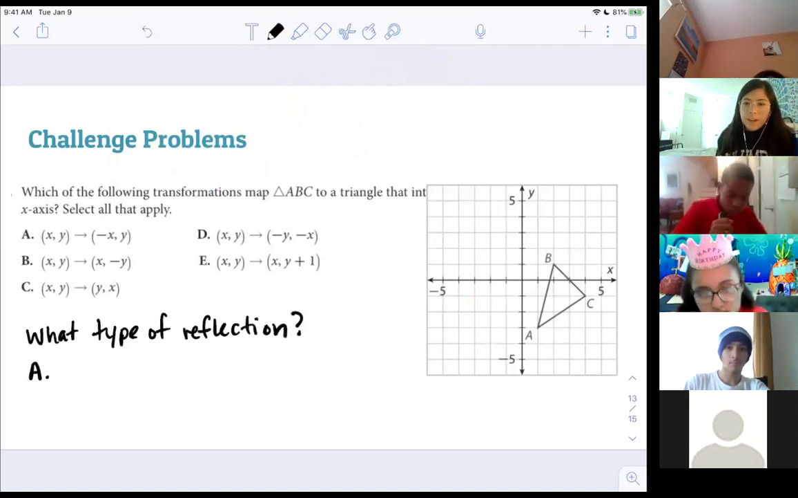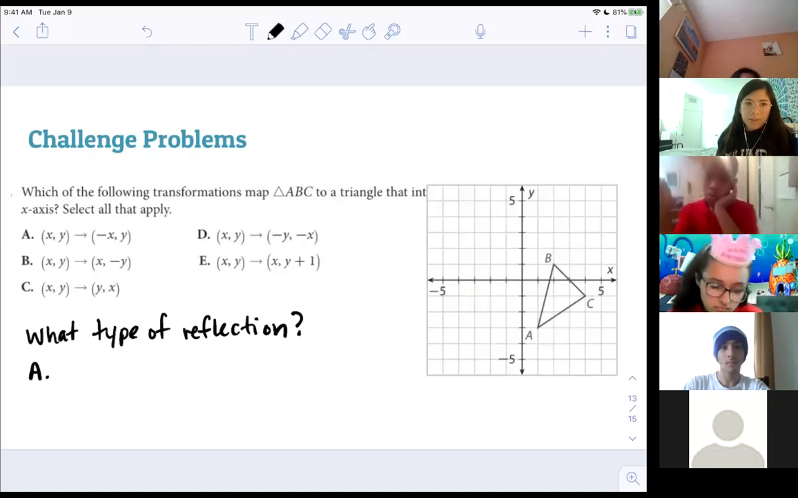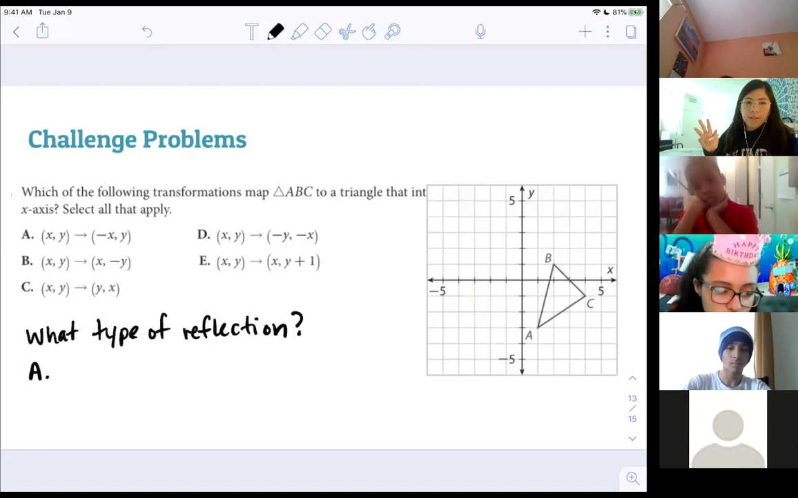Okay, like I said, we don't have a lot of time, so let's just quickly go through this. What type of reflection is A? Is it a reflection over the x-axis, the y-axis, y equals x, or y equals negative x? Good, y-axis.